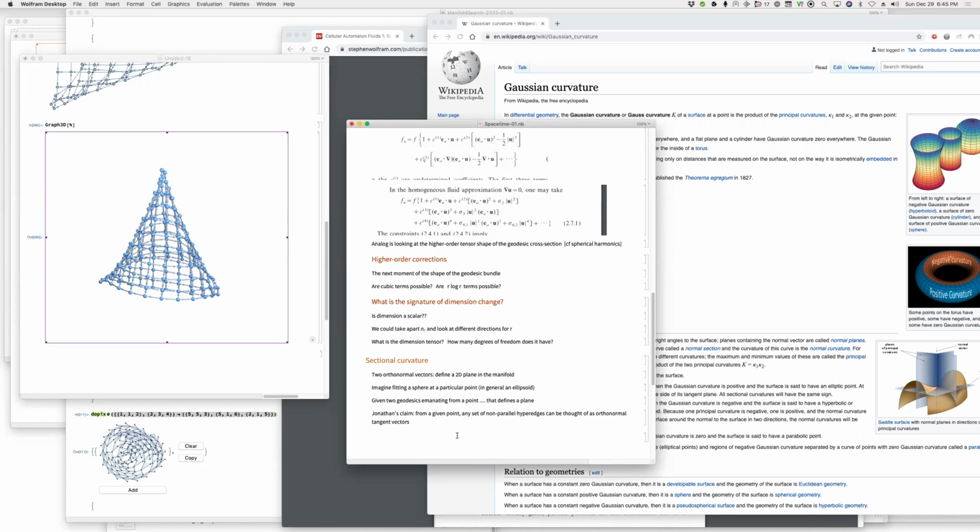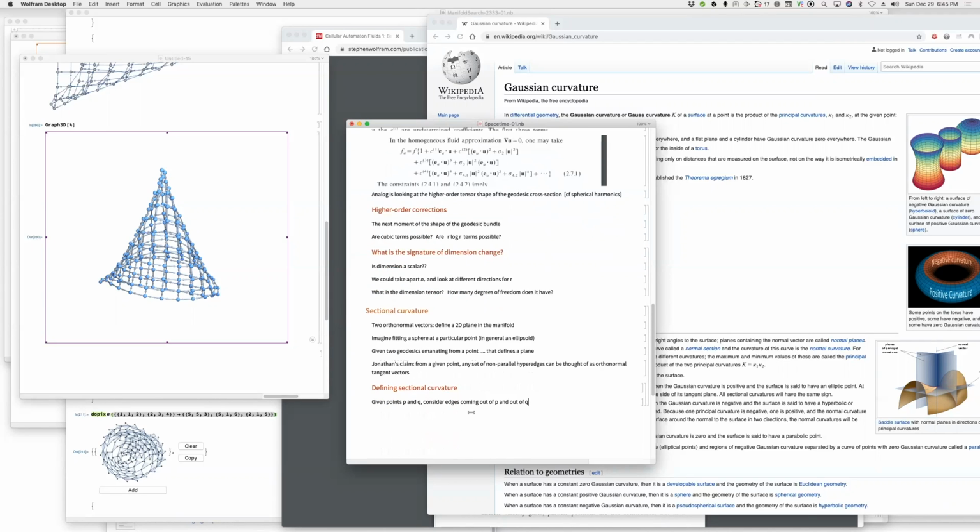So this is about defining sectional curvature. We've got two given points, P and Q. Consider edges coming out of P and out of Q. Look at the endpoints of those edges. Ask how geodesically far apart P and Q are, and how far apart are the endpoints of following edges from them. Right, I understand that. So you're talking about following a single edge. Precisely.